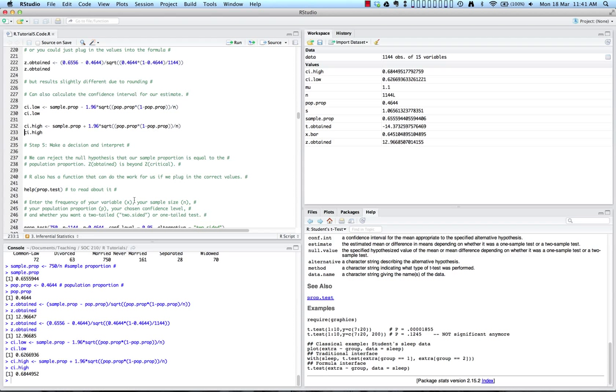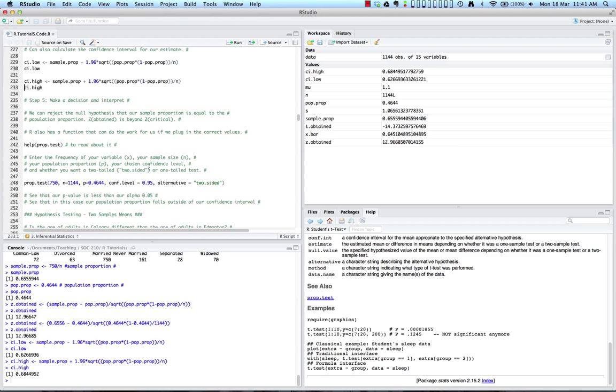And in this case, we're going to reject the null hypothesis that our sample proportion is equal to the population proportion. In this particular situation, our z obtained is beyond our z critical. So that's how we would do it if we wanted to calculate things by hand in R, but R also has a function that can do the work for us if we plug in the correct values. And in this case, our function is going to be prop.test.